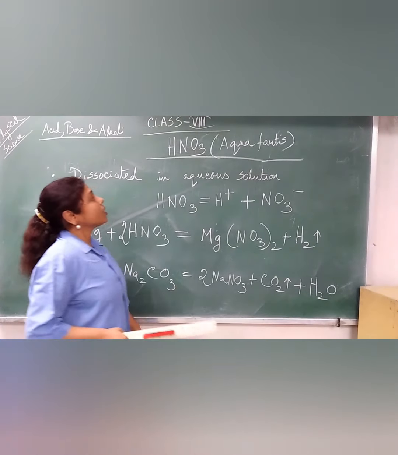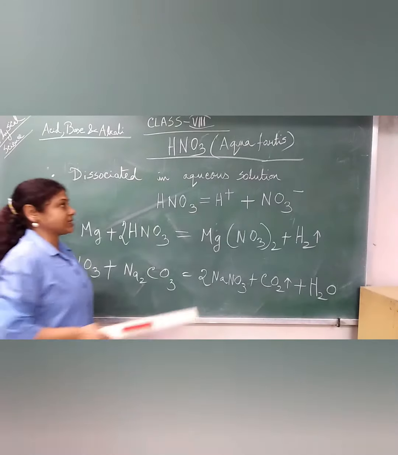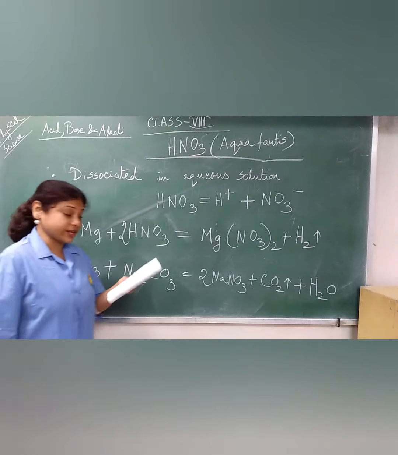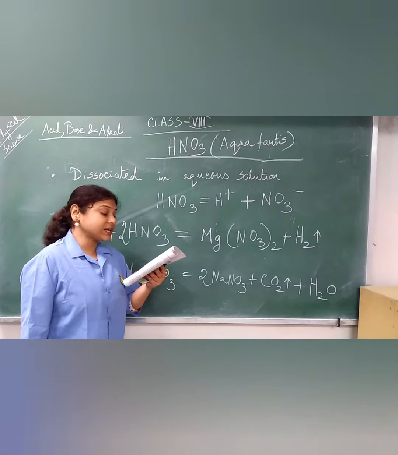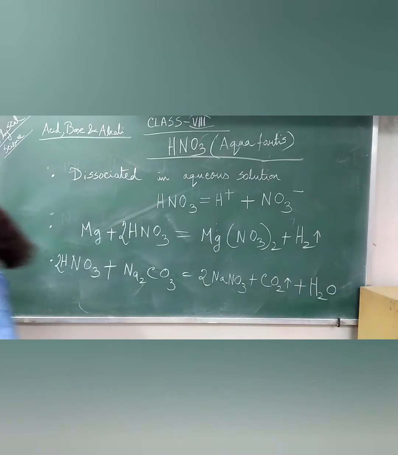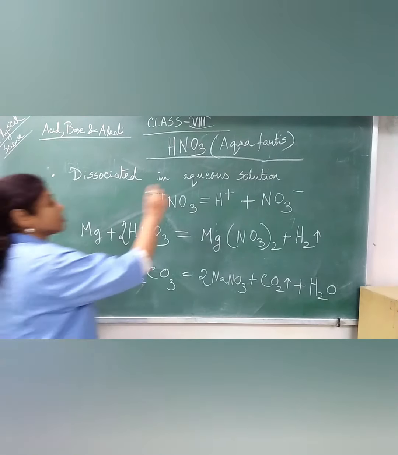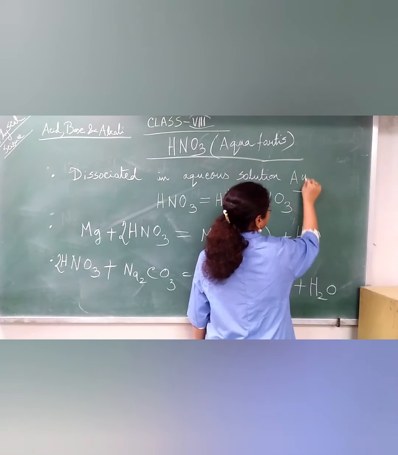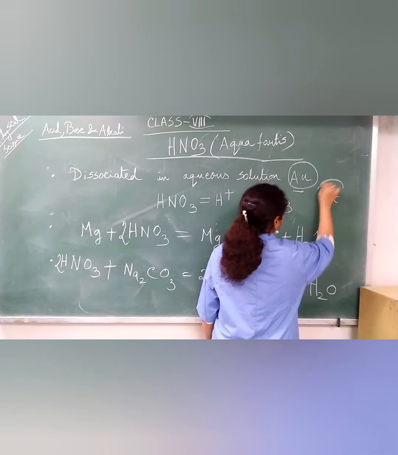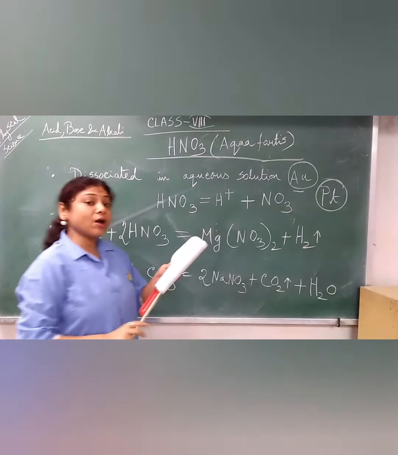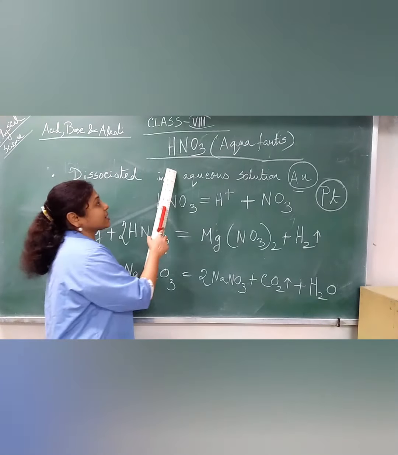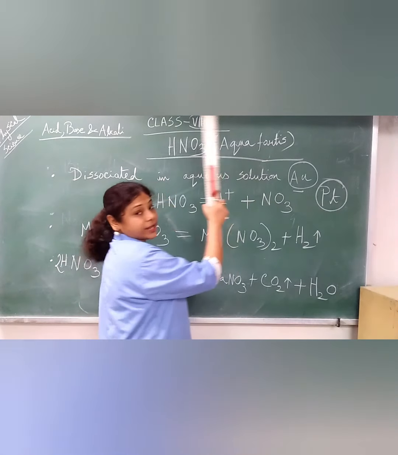Now I am teaching you HNO3, that is nitric acid. Another name of nitric acid is aqua fortis. Why? Because nearly all metals, gold, platinum, dissolve in it. Gold means Au or aurum. Platinum means Pt, that is platinum. Nearly all metals dissolve in this acid. That is why another name of nitric acid is aqua fortis.